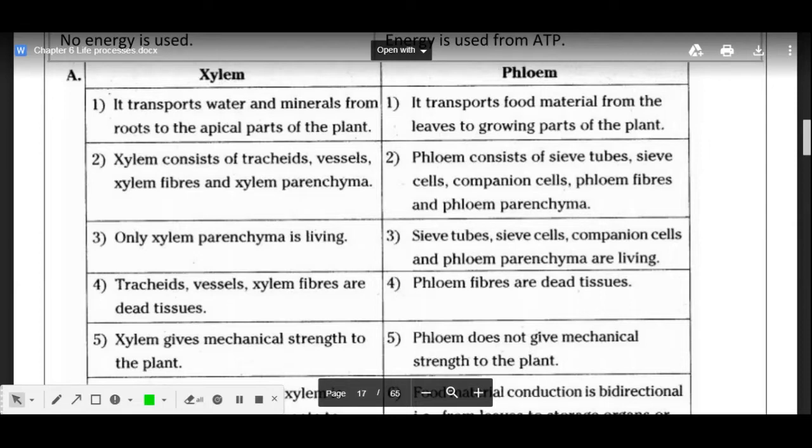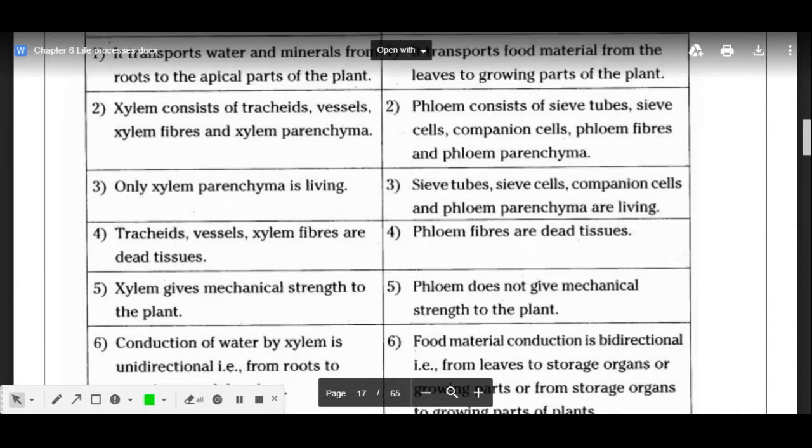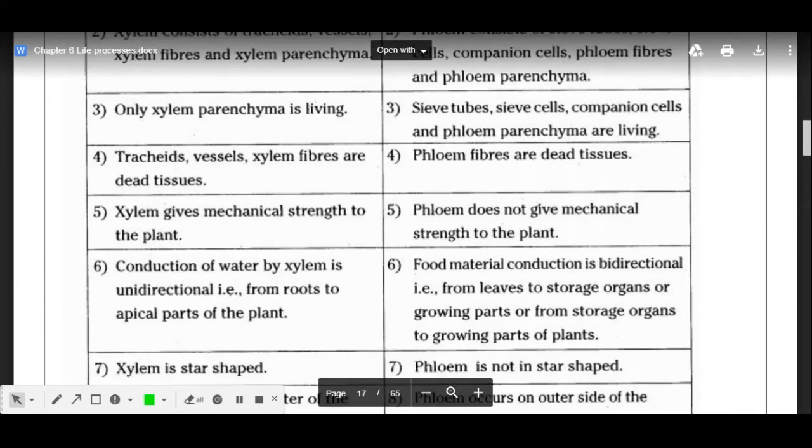Only xylem parenchyma is living in xylem. When we talk about phloem, sieve tubes, sieve cells, companion cells, and parenchyma are living, right? In xylem, tracheids, vessels, and xylem fibers are dead tissues, and in phloem, the phloem fibers are dead tissues. Xylem gives mechanical strength to the plant, while phloem does not give mechanical strength. So xylem helps the plant to stand, right? If xylem were not there, the plant would droop. And phloem does not give any such support to the plant.